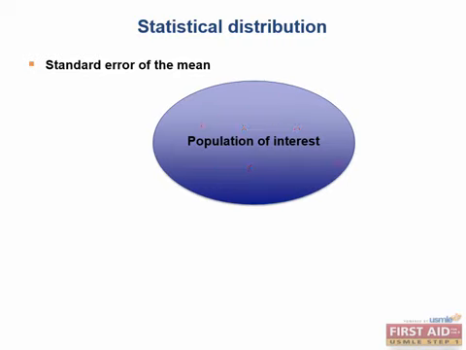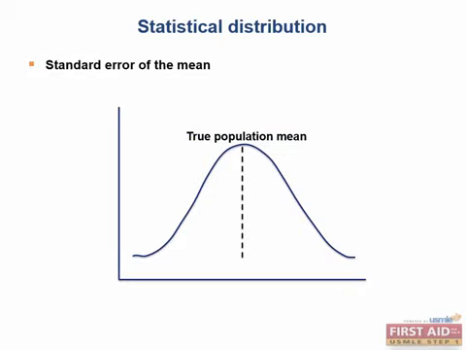Okay, now you put these people back into the population and take another random sample of the same size and you calculate their sample mean. Now you can repeat this process as many times as you want. How precisely do these sample means reflect the true population mean? That is where standard error of the mean comes into play. The standard error of the mean measures the spread of the sample means about the true population mean.